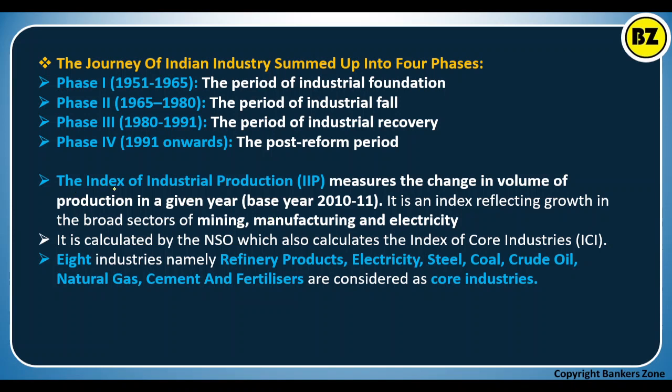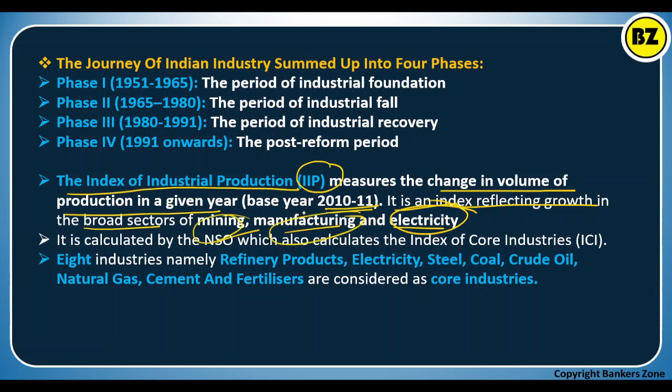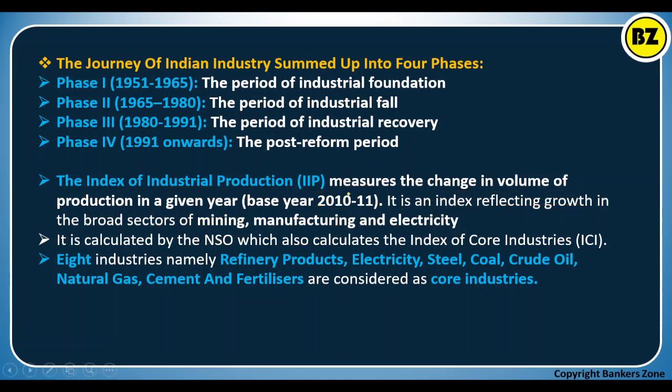Apart from that, the Index of Industrial Production, called the IIP, measures the change in the volume of production in a given year, and the base year is 2010-11. It is an index reflecting the growth in the broad sectors of mining, manufacturing and electricity. So remember simply what IIP is: it is industrial production. For the important sectors, for example electricity, manufacturing and mining, we can compare the production with the base year 2010-11 by using the Index of Industrial Production.